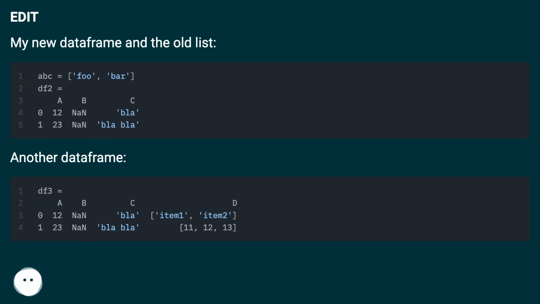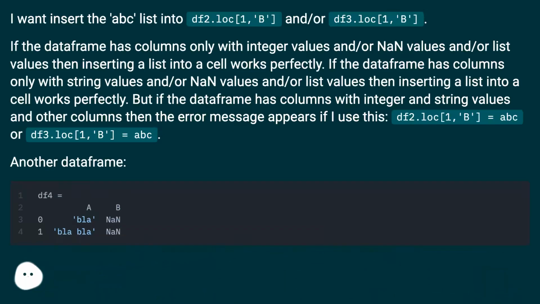Edit. My new data frame and the old list. Another data frame. I want to insert their ABC list into df2.loc1b and or df3.loc1b. If the data frame has columns only with integer values and or nan values and or list values, then inserting a list into a cell works perfectly. If the data frame has columns only with string values and or nan values and or list values, then inserting a list into a cell works perfectly.